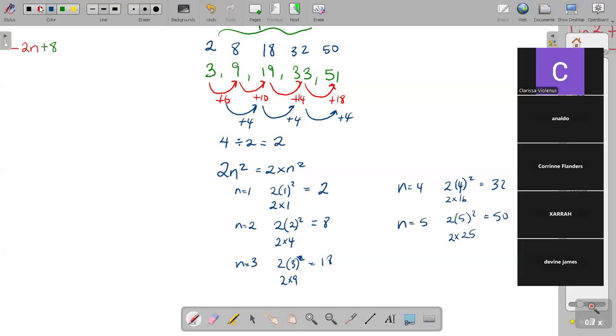So the base of the formula is the 2n squared. So what is the last part of the formula? How do I go from here to here? Here to here, here to here, here to here, here to here. Everybody agree? So our formula then is 2n squared plus 1. If you got it, say got it.